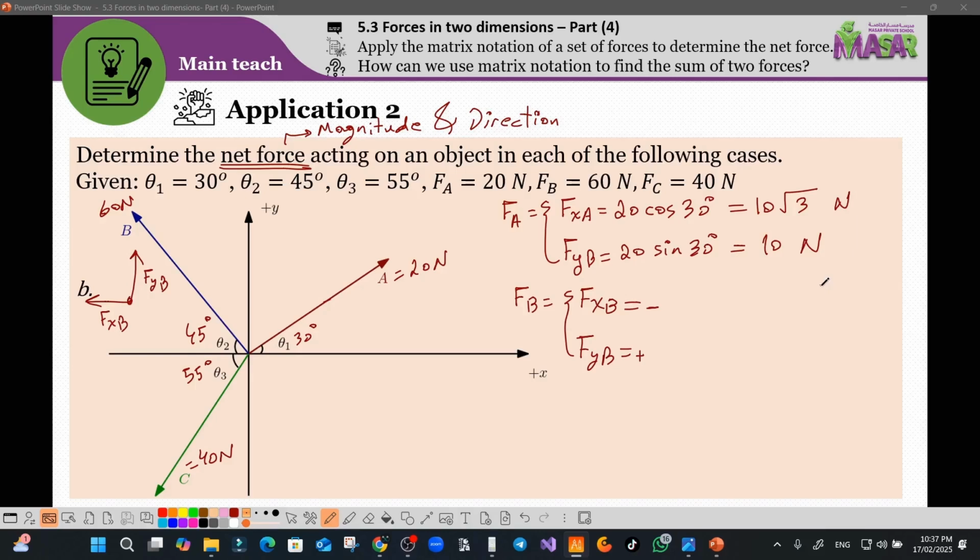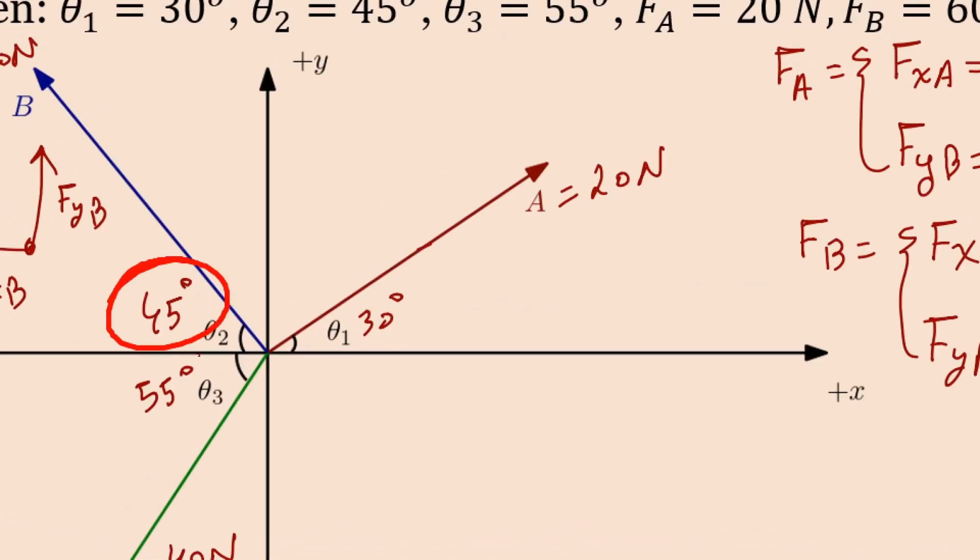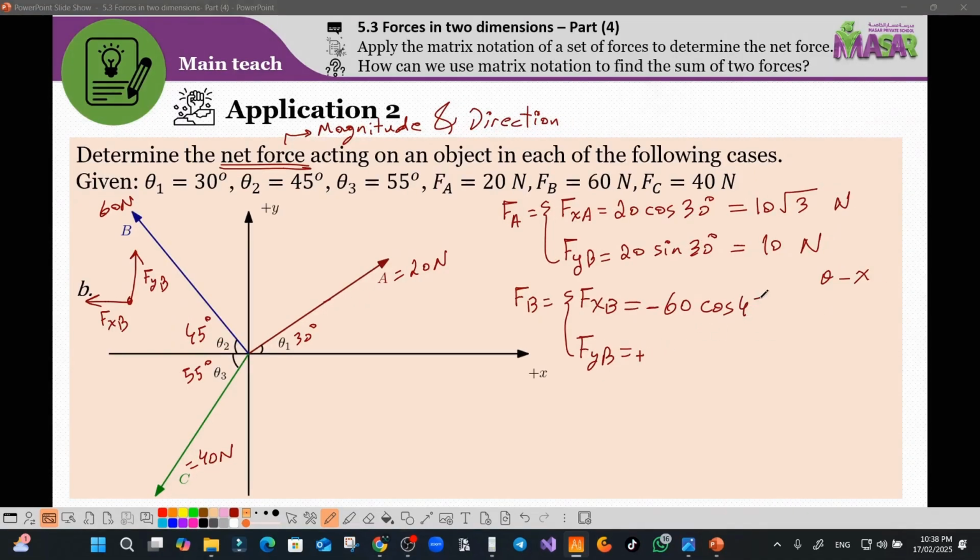Again, this is theta x. So the F cosine should be applied for the x component. Now, the value of F is 60 multiplied by the cosine of the angle, and the angle is 45 degrees. And the answer is minus 30 radical 2.